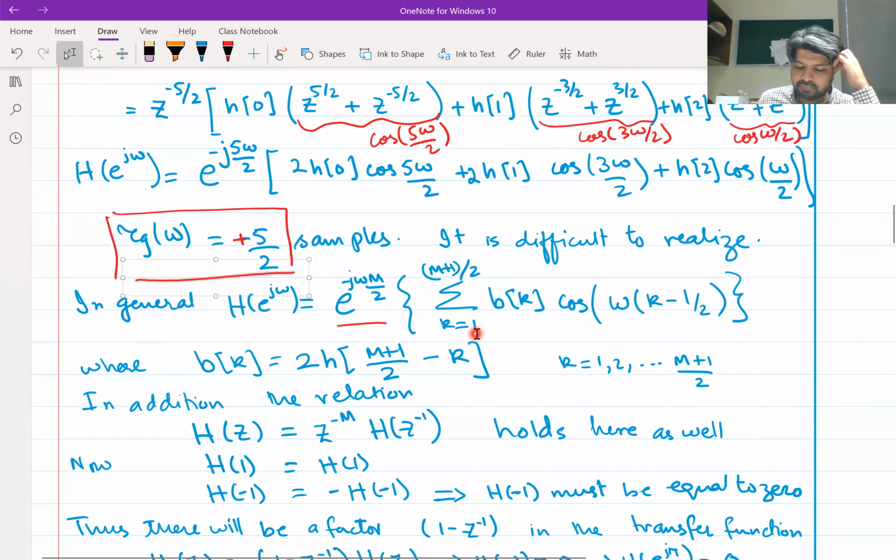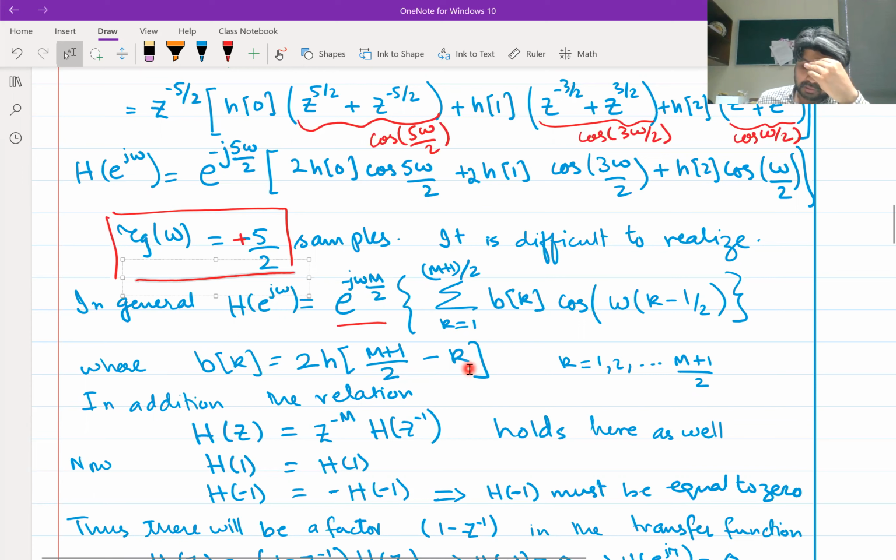ठीक है, so you would take values of k equals 1 to 3, and then you would multiply with the cosine term omega times k minus 1 half. That would give you these cosine terms, and then multiply it with bk. Bk must be equal to this guy. ठीक है, bk क्या है? 2 times h of m plus 1 over 2 minus k. ठीक है, that is your bk. ठीक है, where k varies from 1 to m plus 1 by 2. ठीक है, now you can check, counter check. अगर m आपका 5 है तो 5 plus 1 would be 6, 6 by 2 is 3, 3 minus k की टर्म्स आएंगे यहाँ पे.